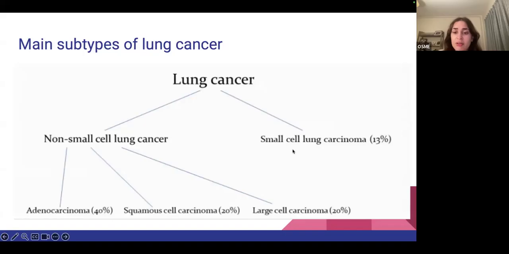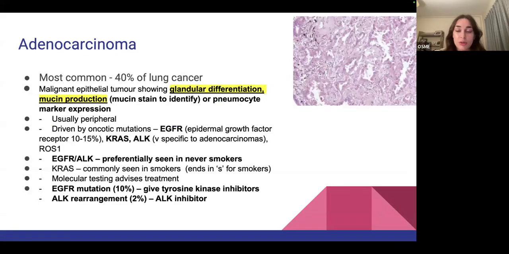Small cell lung cancers are quite rare. So unless the question stem is leading you to a very obvious finding, don't choose it. And now we're going to go through each of these. So adenocarcinoma, as I said, is the most common type of lung cancer.